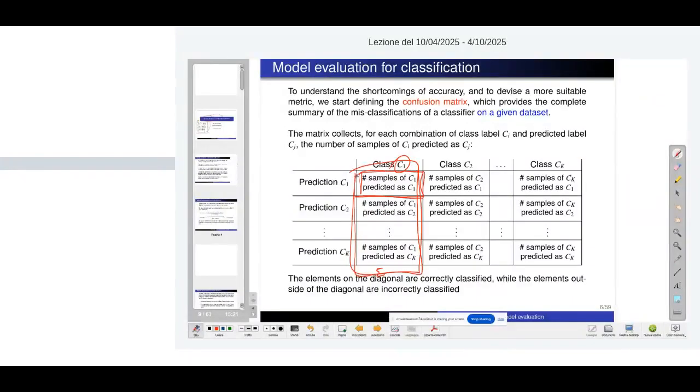This is the number of correct classifications of C1. This divided by the sum of the column is the fraction of correct assignments for samples of class C1.